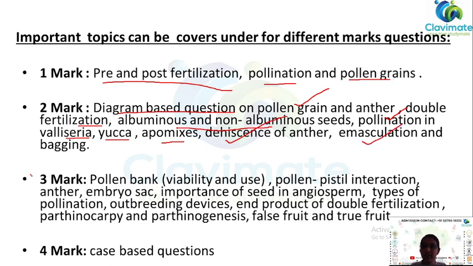For 3 marks we have to concentrate on pollen bank, pollen pistil interaction, anther, embryo sac and importance of seed in angiosperms, types of pollination, outbreeding devices, end product of double fertilization. And then parthenocarpy and parthenogenesis, and false fruit and true fruit. And the 4 mark is case study based questions.